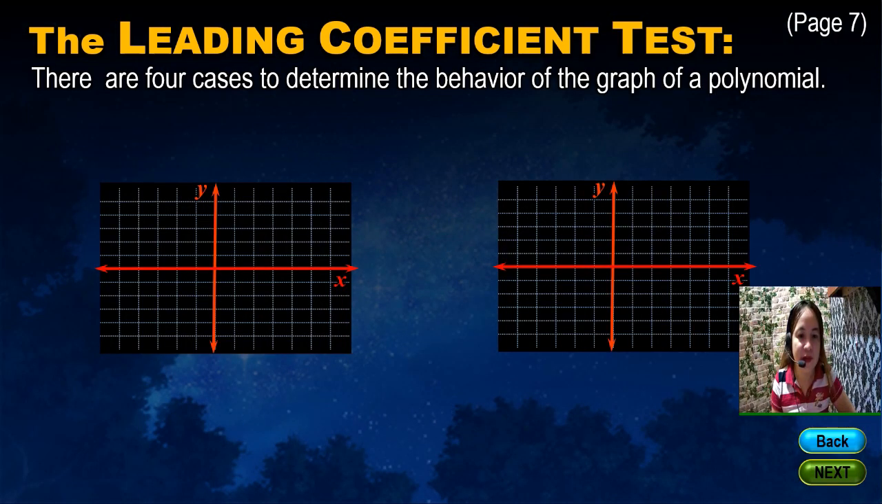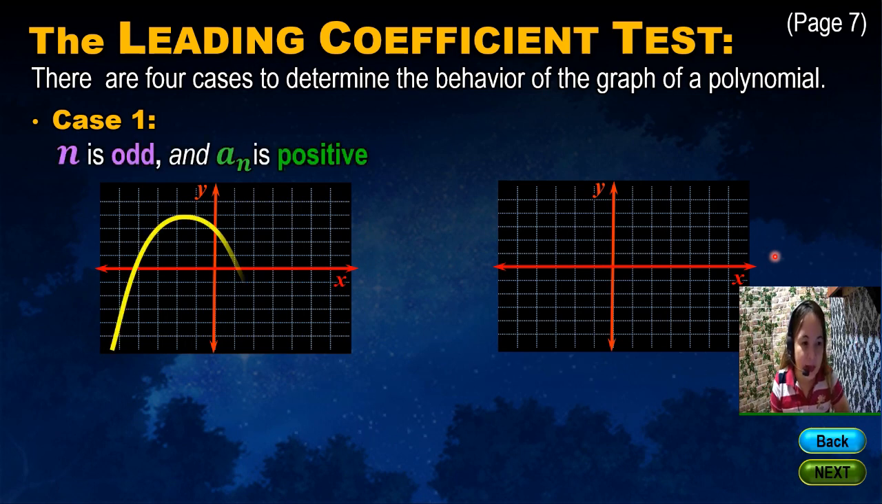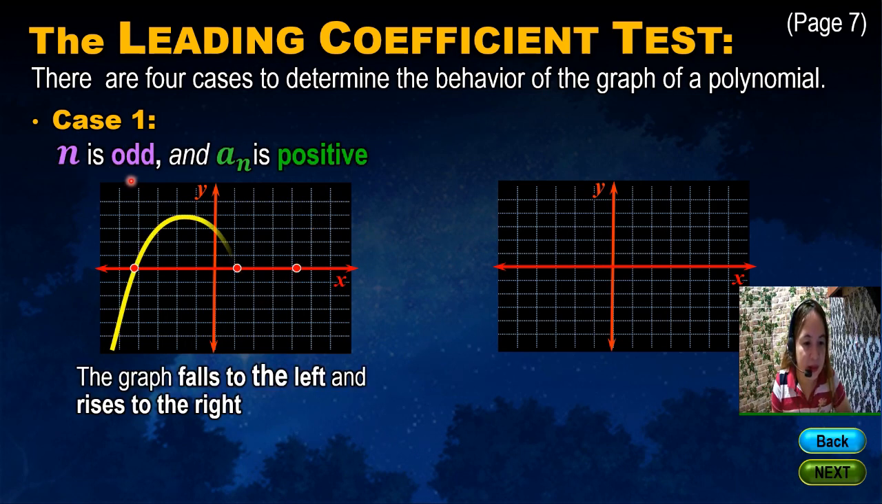The leading coefficient test. There are 4 cases to determine the behavior of the graph of a polynomial. So, yung unang case, n is odd and a sub n is positive. Yung n ay yung degree, tapos yung a sub n, it is the leading coefficient. Ang n or degree is an odd number and a sub n or the leading coefficient is positive.